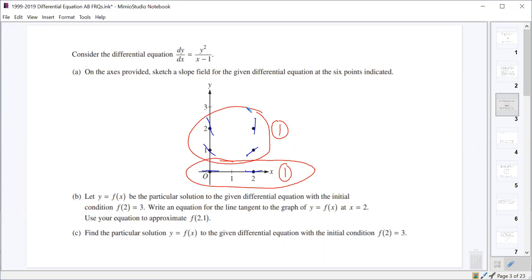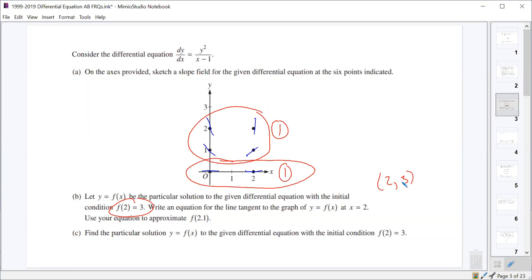Part B. So part B says y equals f of x is a particular solution to our differential equation. We want to write an equation for the line tangent to y equals f of x. And so if we're going to write the equation of a tangent line, we need to have a slope and we need to have a point. The point is given to us. There's our point, (2, 3). But our slope we need to find.